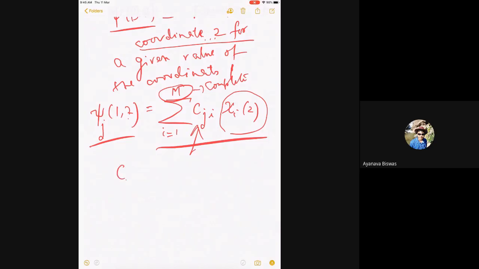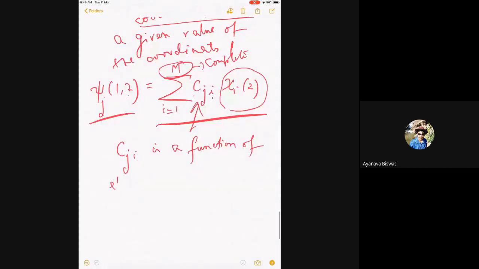So the Cji, if I change the coordinate 1, next time, what will happen? The form will still be the same, but these values will become different. So the Cji will change as coordinate 1 changes. So it is a function of the electron coordinate 1.